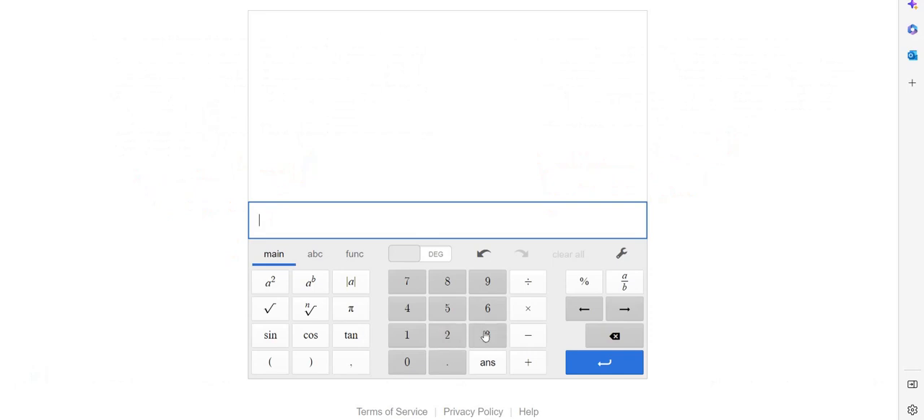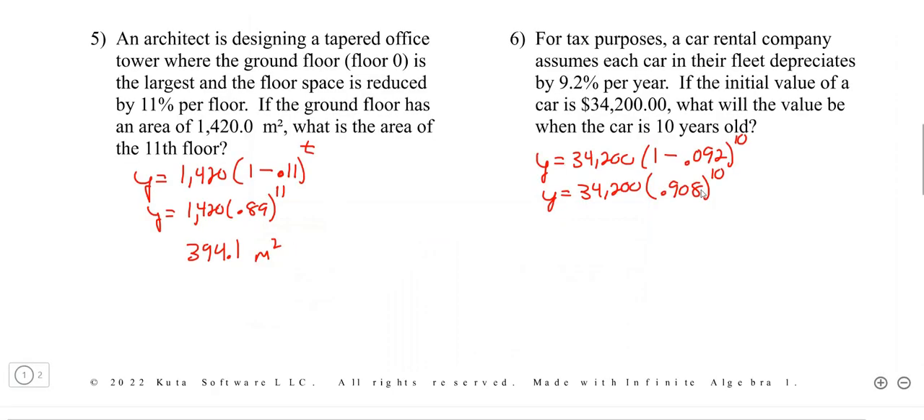So we have 34,200 times 0.908 to the 10th power. And we get 13,028.20523. And once again, we round to the nearest cent because this is money. So that's going to be $13,028.21. So after 10 years, when the car's 10 years old, it's going to have a value of $13,028.21.